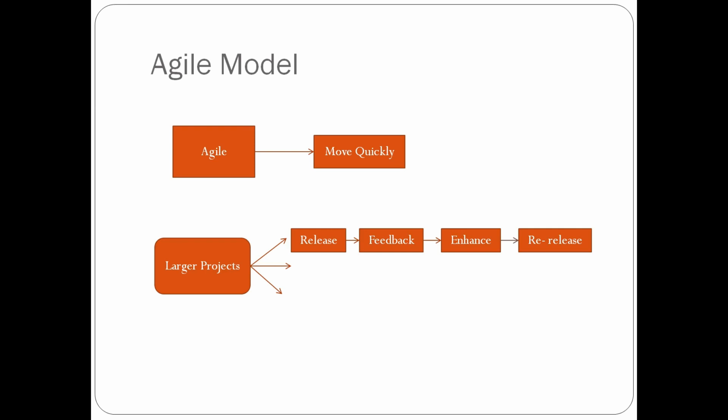So the agile method is where a large project is divided into smaller chunks, and those smaller chunks perform all the steps in parallel in order to complete the software product. At the final stage they are all combined and the final software product is deployed. The project is first released, then feedback is given, then some enhancements are made, and then a re-release is done. It works in a similar way for all the iterations.